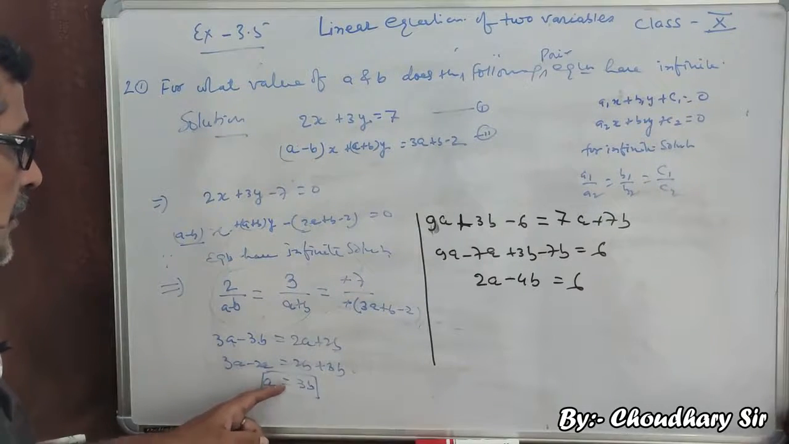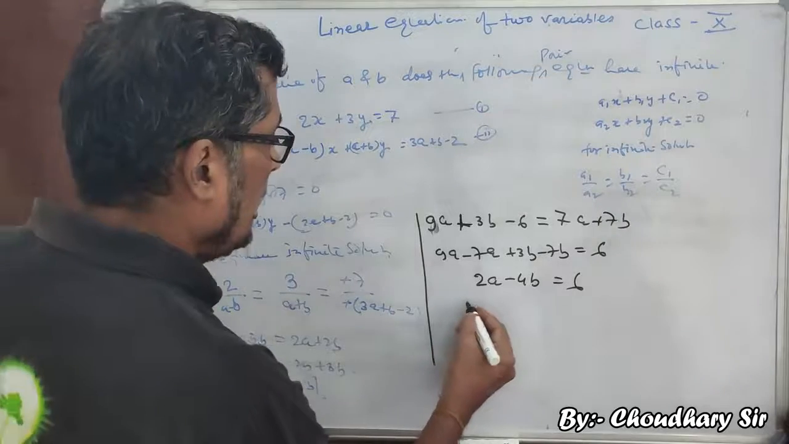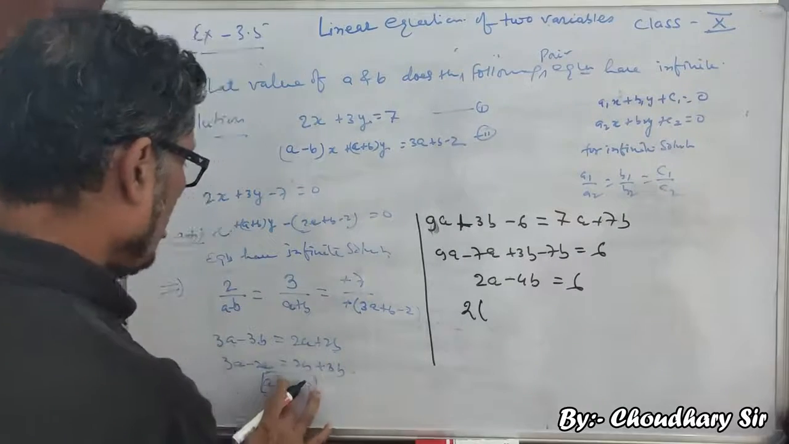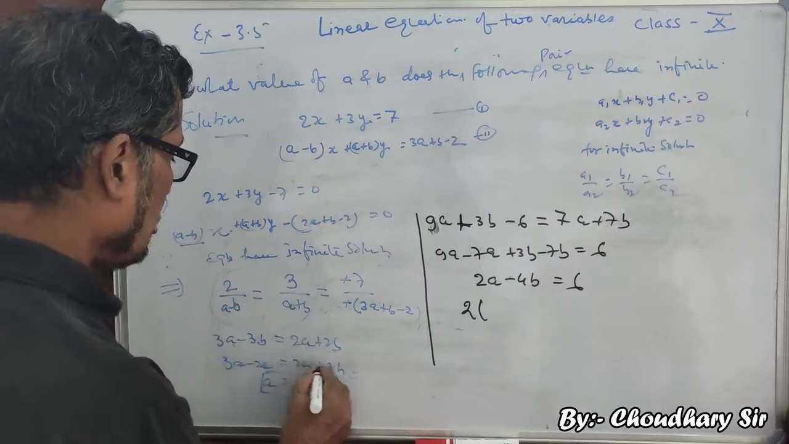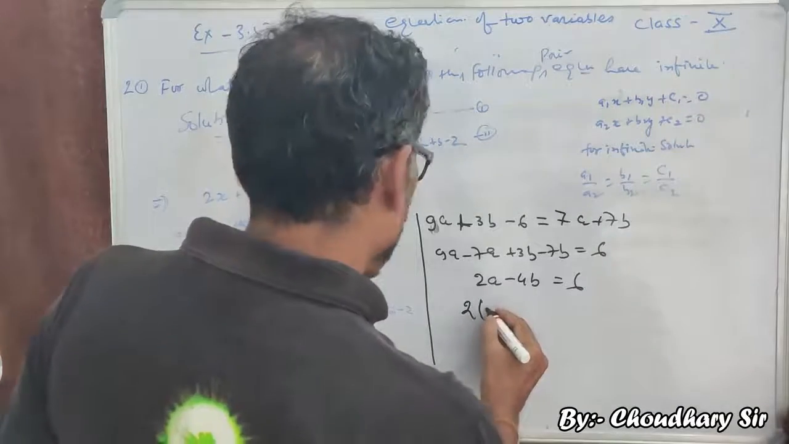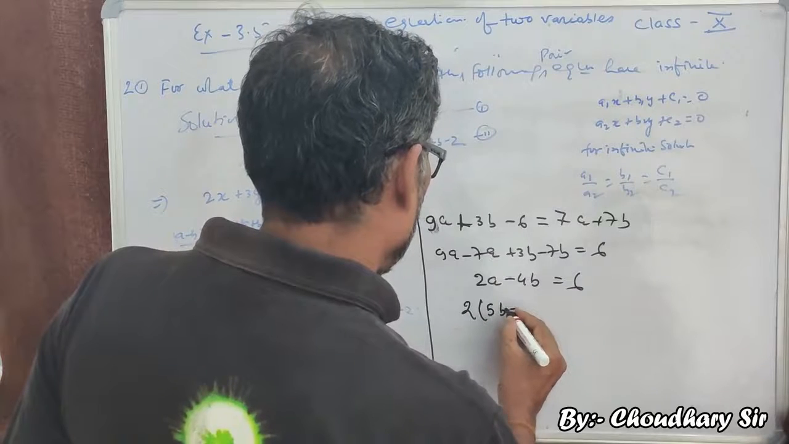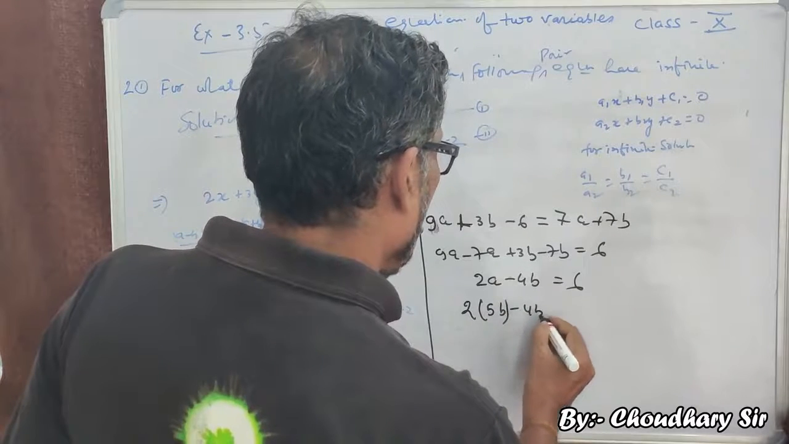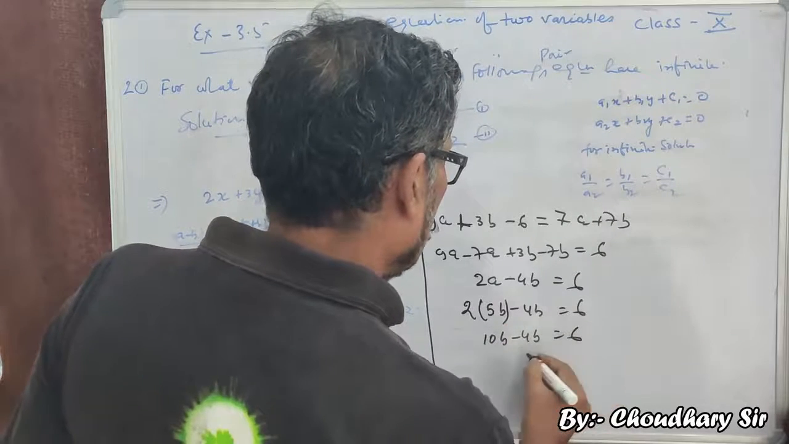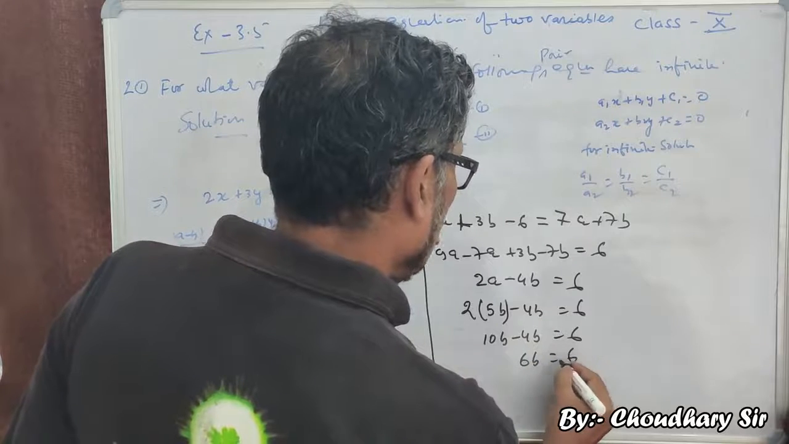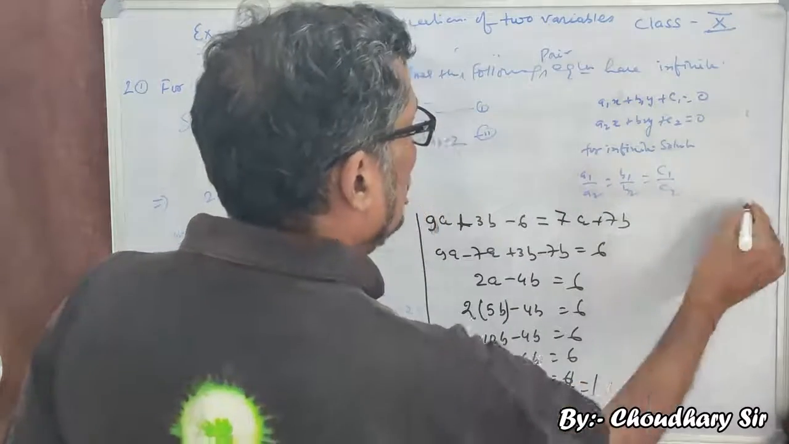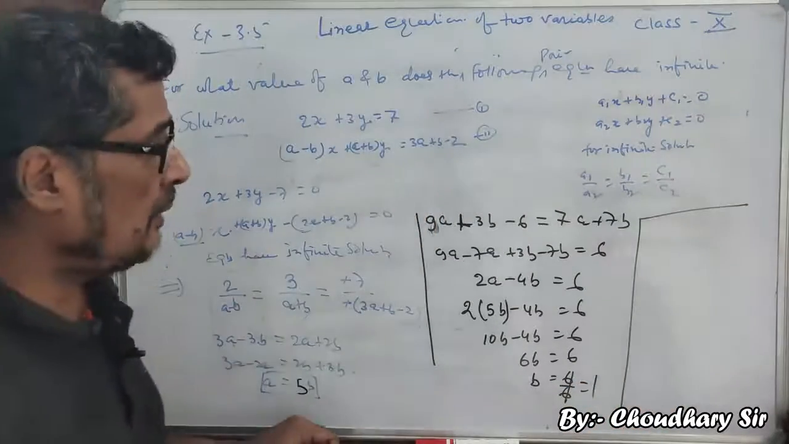Now what is the value of a? We got a equal to 5b. So put the value of a here by the substitution method. 2 times 5b is 10b, minus 4b equals 6. So 6b equals 6, so b is equal to 6 by 6, which is 1. So we get the value of b.